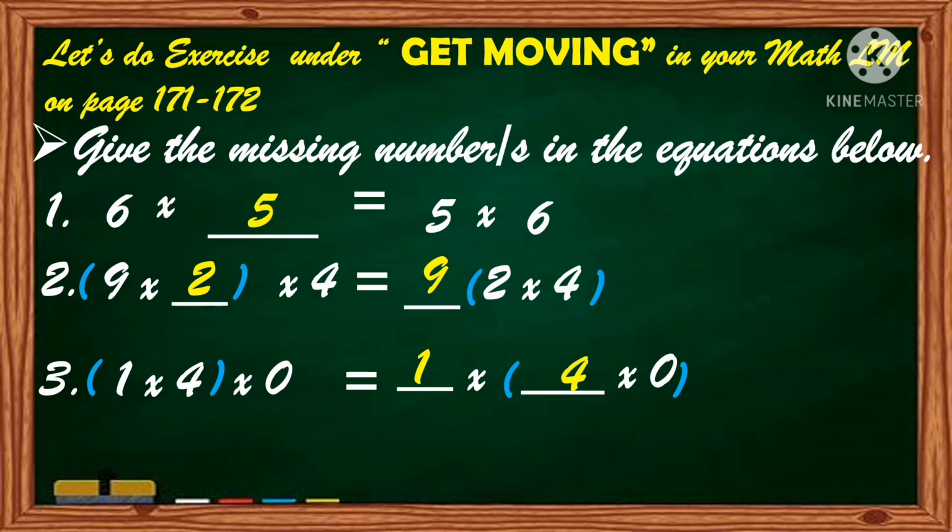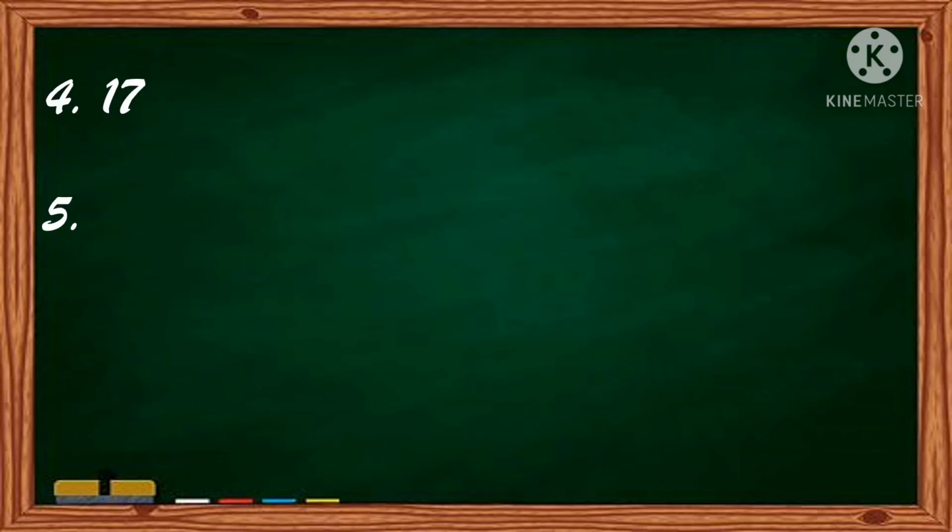Okay, let's have number 4. 17 plus blank equals 19 plus 17. What is the missing number? Very good. We have 19.